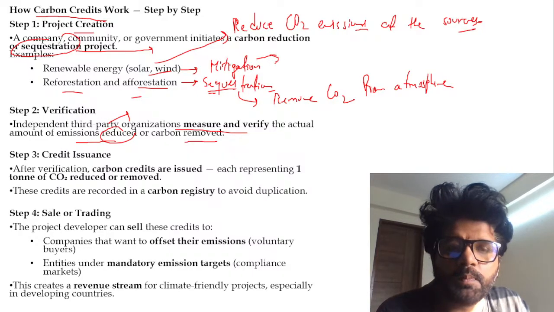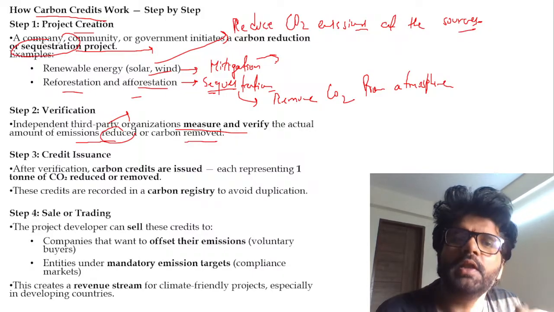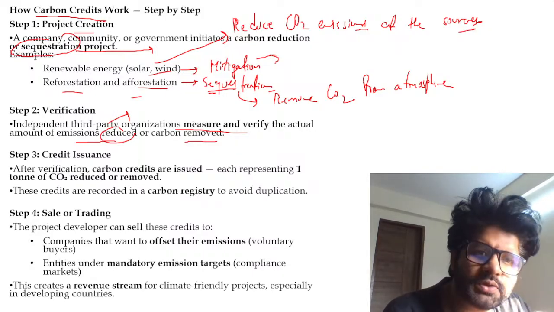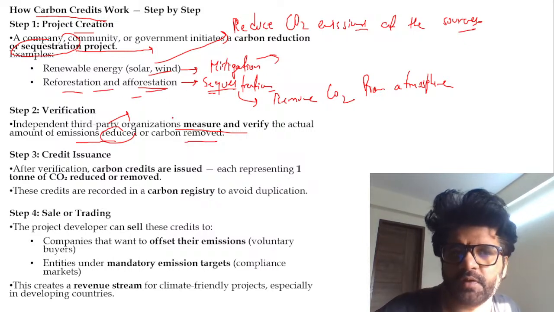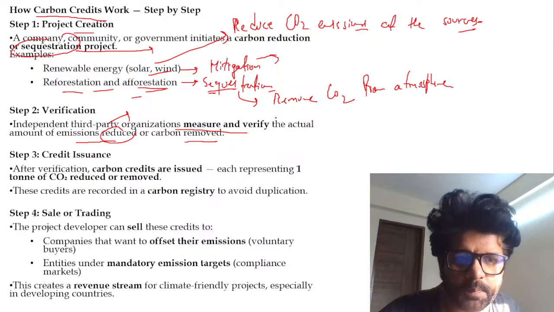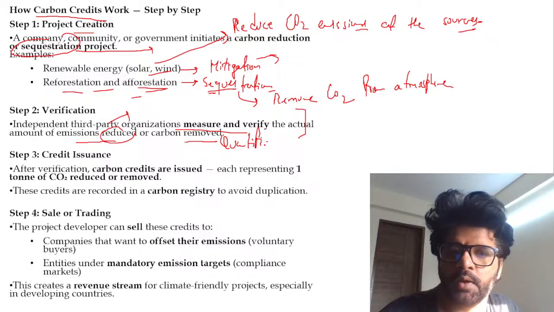Ideally, if a coal power plant of the same megawatt was installed, how much CO2 would it have emitted, and how much is solar or wind emitting? So they will measure it. And for a sequestration project, reforestation or afforestation, how much CO2 they removed. Based on that, they will quantify the amount. Quantification happens here in step 2.